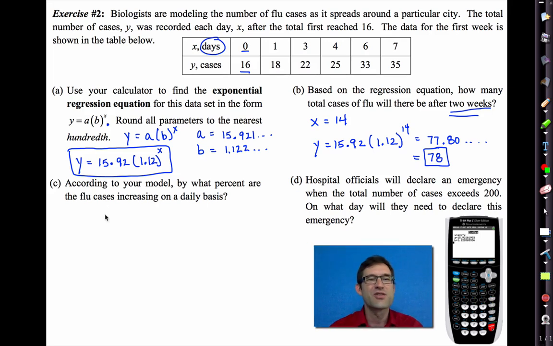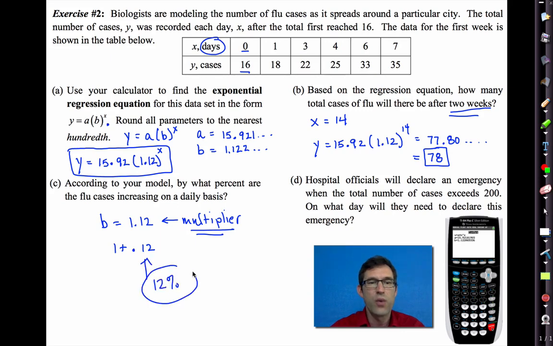All right, well here it is, right? The B, which is 1.12, is the multiplier, right? And if you think back to the work we did with exponential functions in Unit 6, that's 1 plus 0.12. That indicates that they are increasing at 12% per day. 12% per day. That's a pretty vigorous rate, but disease tends to spread very quickly, so not really surprising.